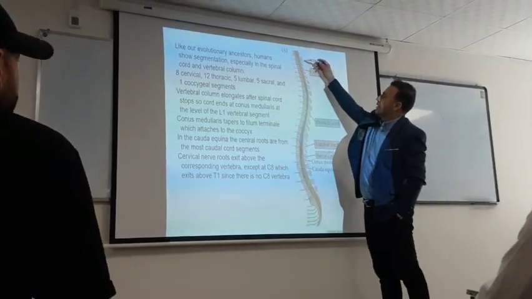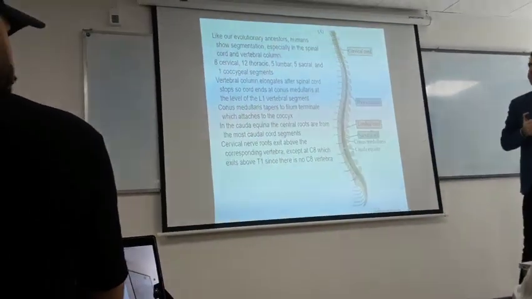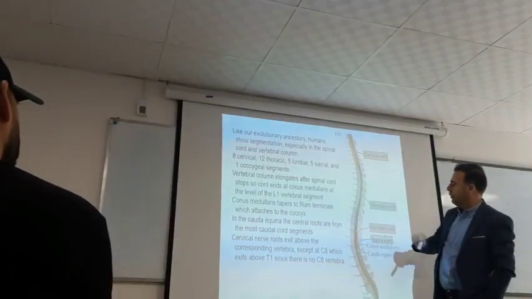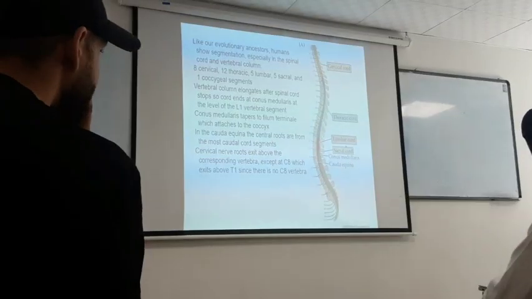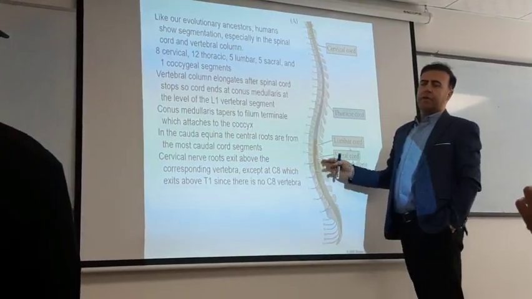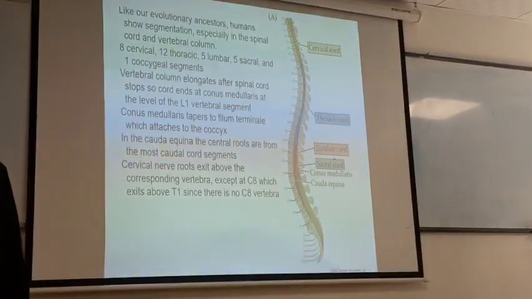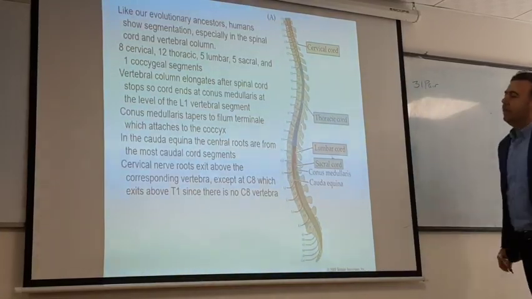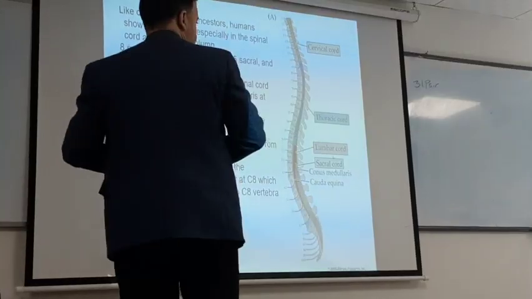We have a cervical part, C1 to C8, thoracic cord, T1 to T12, lumbar cord, L1 to L5, and sacral cord, S1 to S5, and finally coccygeal. We have 31 pairs of nerves in the spinal cord.